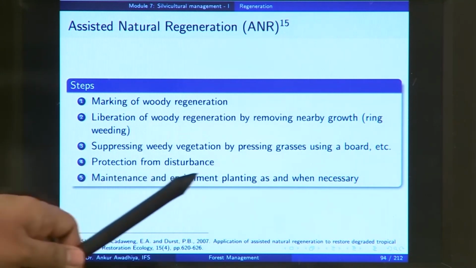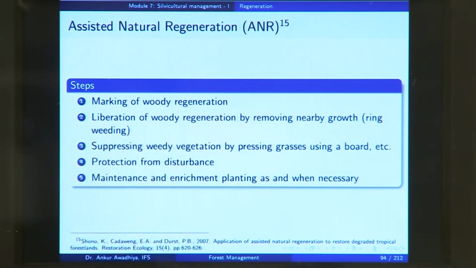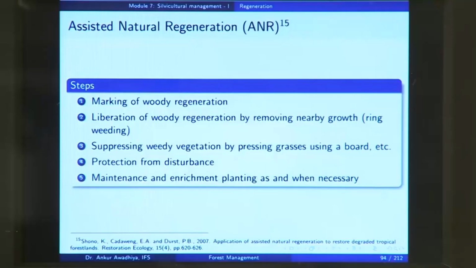And then maintenance and enrichment planting as and when necessary, which means that if after doing all of this, suppose you have certain patches in which your regeneration is still poor. So, in that case you will go for a maintenance or an enrichment planting. So, you will go and you will plant seeds, you will plant the seedlings yourself. So, this is assisted natural regeneration.